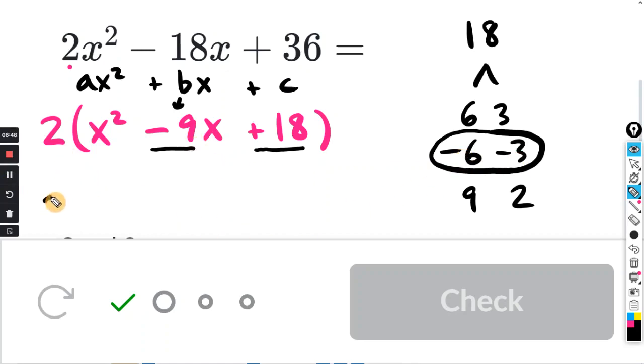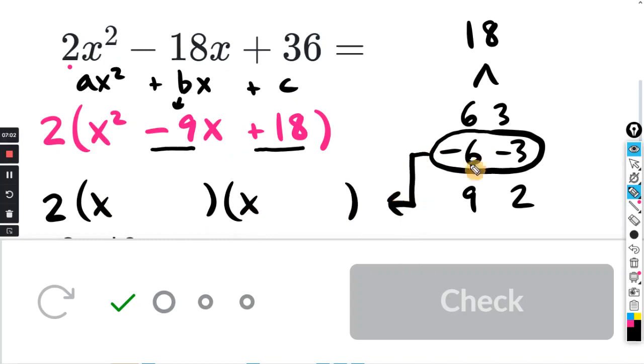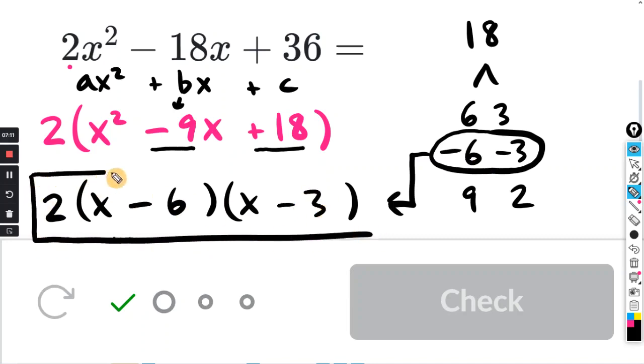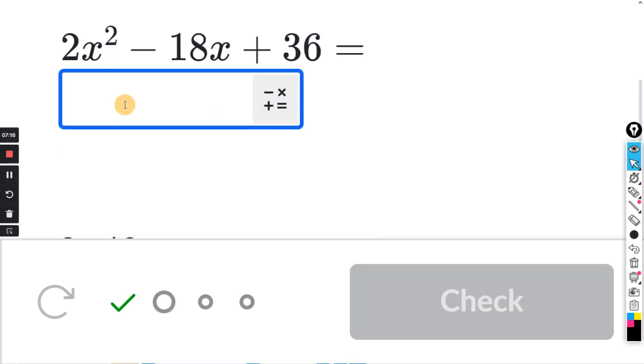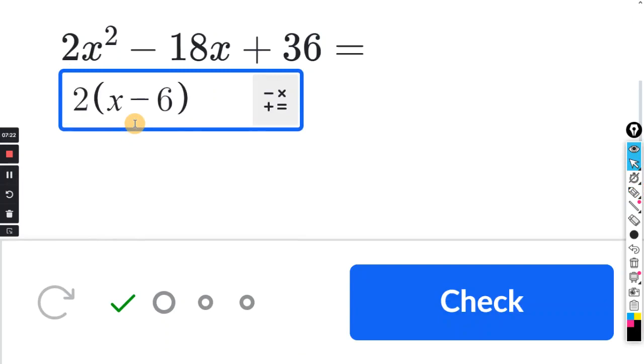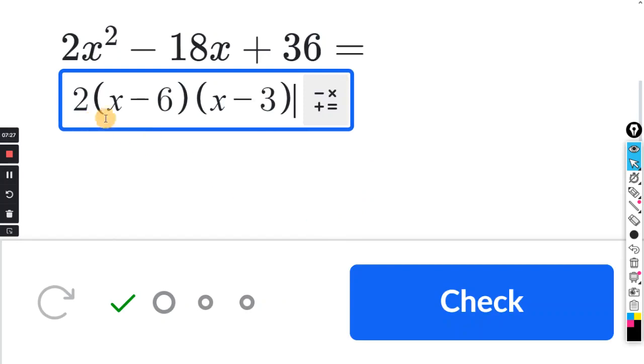We keep the number 2. And we're going to make two binomials out of this trinomial. We have x squared, so we're going to start with x times x. And then we're just going to use the negative 6 and negative 3 in the parentheses. And that's it. We can't factor this any further. All right, so 2 parentheses x minus 6, close parentheses, x minus 3, close parentheses. Okay, so type it just how you wrote it.